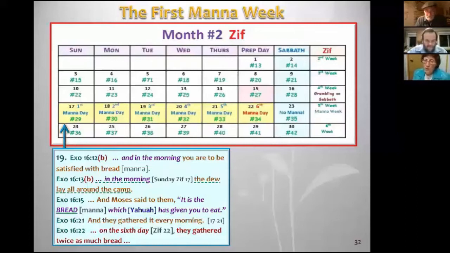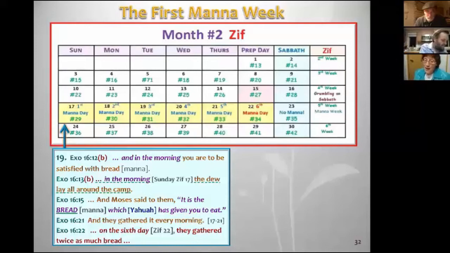The first half of the verse said that the quail came in the evening, and the last half of verse 13 says, in the morning, that would have been Sunday the 17th, the dew lay all around the camp. In verse 15, Moses said to them, it is the bread, or manna, which Yahuwah has given you to eat. In verse 21, and they gathered it every morning. This from the 17th to the 21st, which would be Sunday to Thursday. They gathered it every morning.